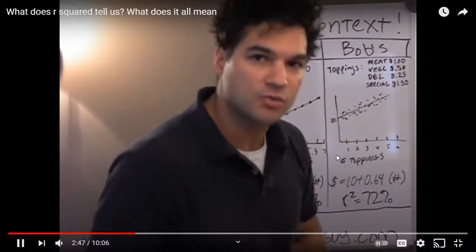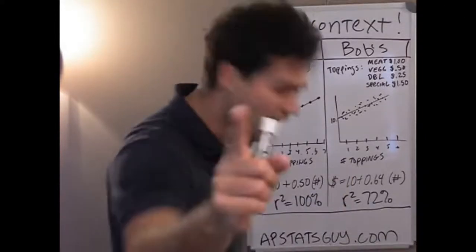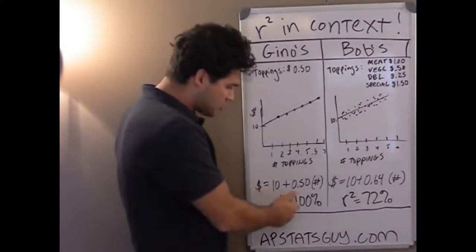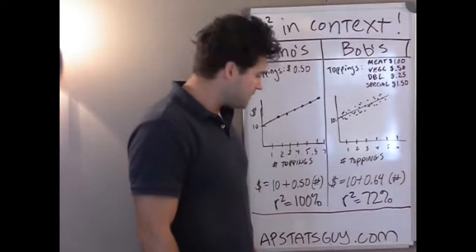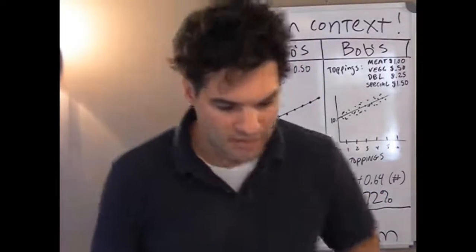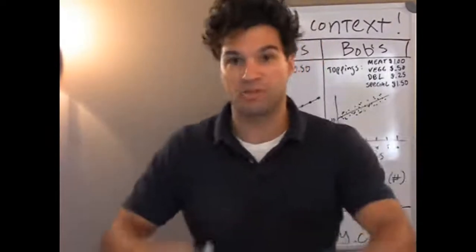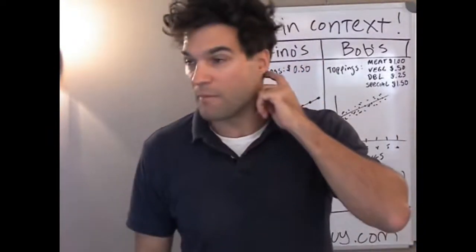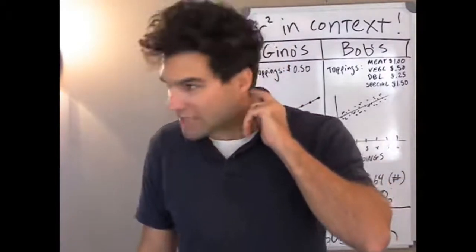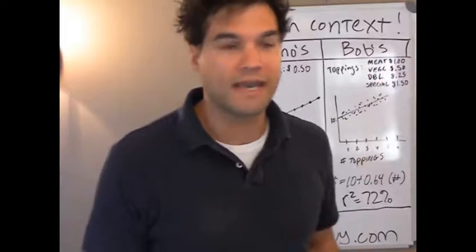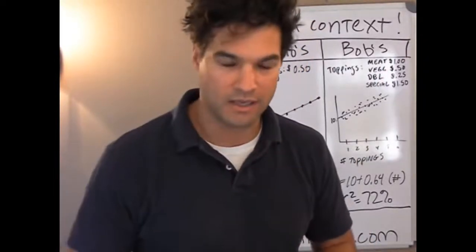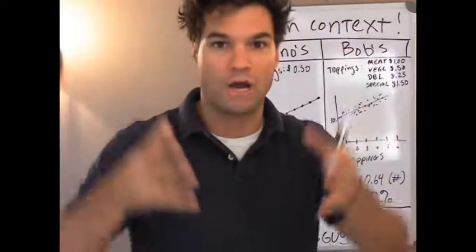But the big difference wasn't just their equations being a little off. The R squared at Gino's was 100%, and the R squared at Bob's was only 72%. Now, this is what R squared is not. This R squared does not tell you the percent of times the model will predict perfectly. It does not tell you the percent of points that the model actually goes through. It doesn't tell you any of that stuff. It's more complicated than that.